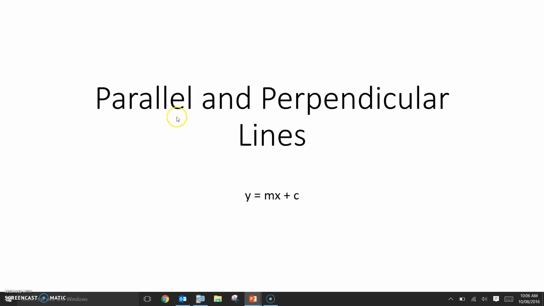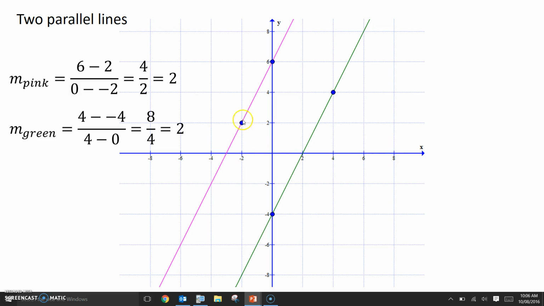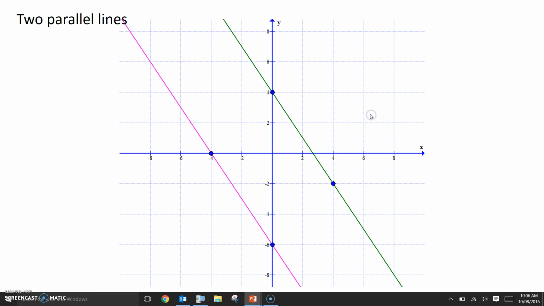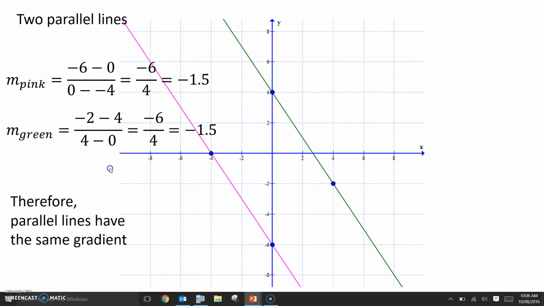Okay, parallel and perpendicular lines. Parallel lines, here's an example. If we work out their two gradients, you see their gradients are the same. That suggests that all parallel lines have the same gradient. Here's another example, and you can tell that from their equations as well. 2x, 2x. Another example, working out the gradient from those points. They have the same gradient, so they're parallel.